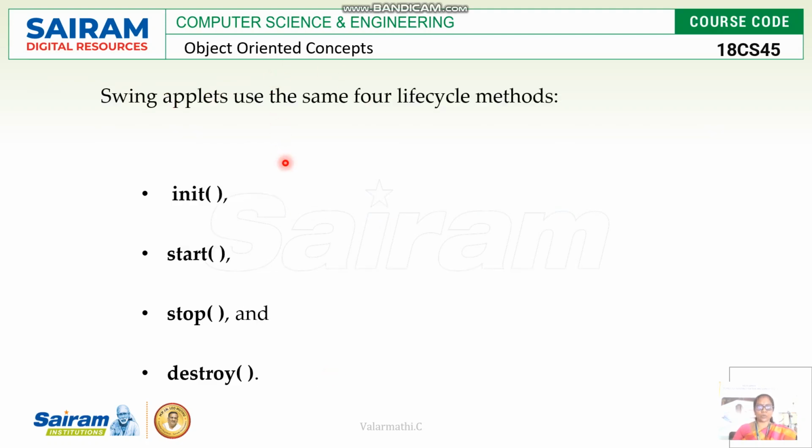Similar to AWT applets, which have 4 different life cycle methods, JApplet also uses the same 4 life cycle methods. What are the life cycle methods? The first one is init, the second is start, the third is stop, and the fourth is destroy. These 4 methods describe the entire life cycle of your applet.